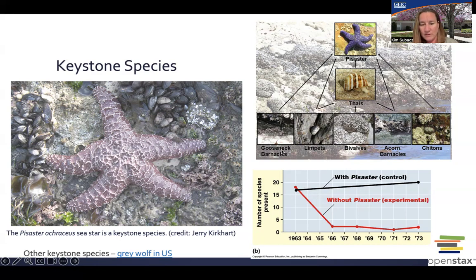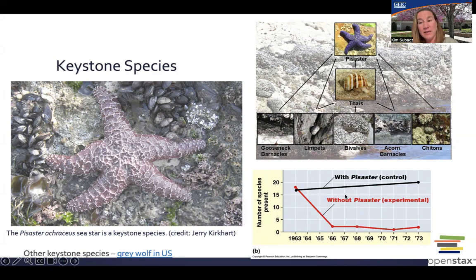So in this tidal pool, we've got gooseneck barnacles and limpets and bivalves and acorn barnacles and little chitons, all of these species found in the tidal pool. And let's look at the number of species in this graph. So number of species present in 1963, in this tidal pool, we got all these species. And then we're going to follow the black line with the sea star in place. From 1963 to 1973, over 10 years, the number of species not only stayed pretty flat, but they also grew a bit. So the number of species diversified in 10 years in that tidal pool.